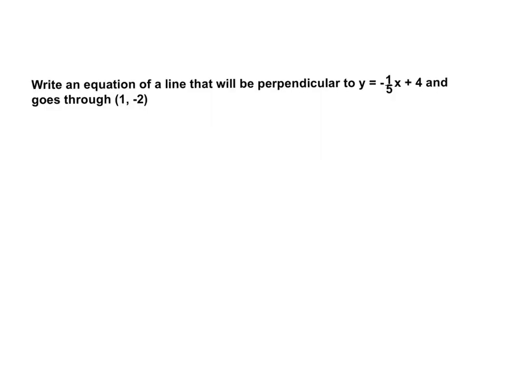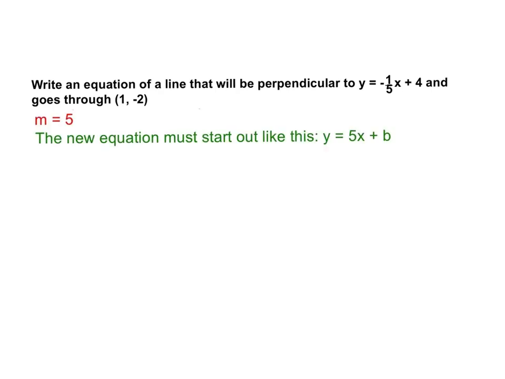All right. So here we go. Write an equation of a line that is going to be perpendicular to y equals negative 1/5 x plus 4 and goes through (1, negative 2). So do that. What's my new slope going to be? New slope. Danielle, what's my new slope? 5. Okay. So my new slope has to be 5. Take that negative 1/5, change the sign, and flip it. So that's going to be my new slope.